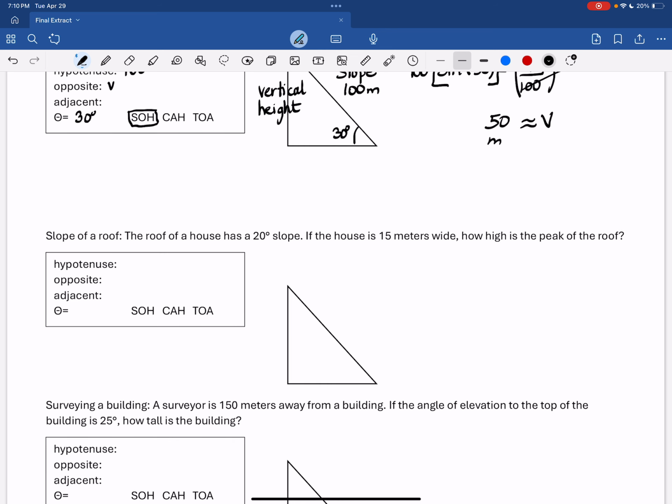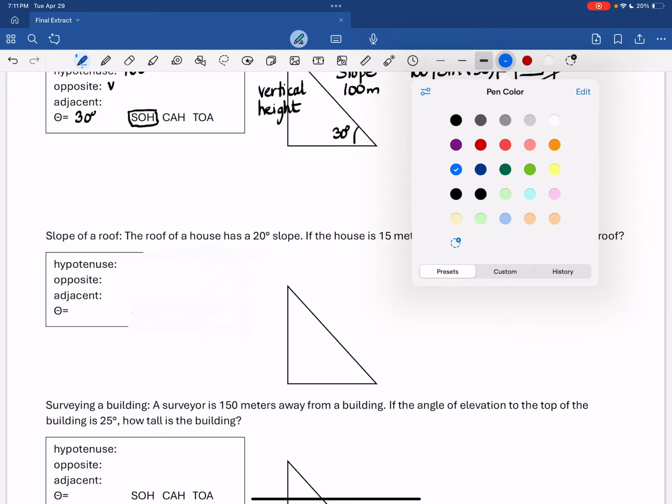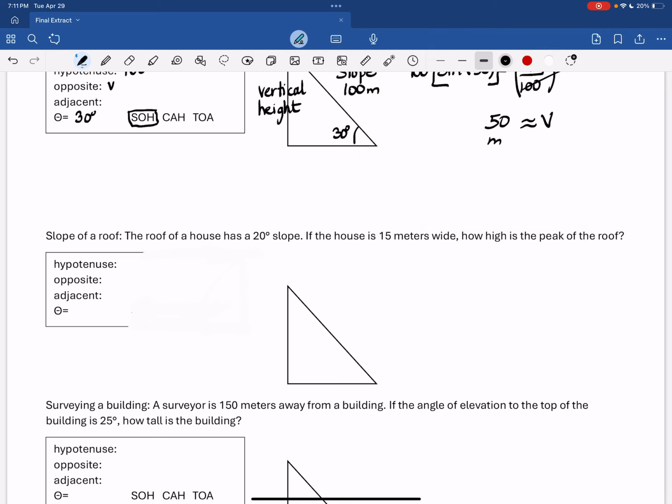For this problem, I wish I had done it a little bit differently, so let me do it here. This problem's a little bit different to understand. Some people have absolutely no trouble at all. I'm going to take SOHCAHTOA out here just for this one. And I'm going to extend this picture for you. Let me read it before I just go crazy. The roof of a house has a 20-degree slope. So we know our good friend theta.